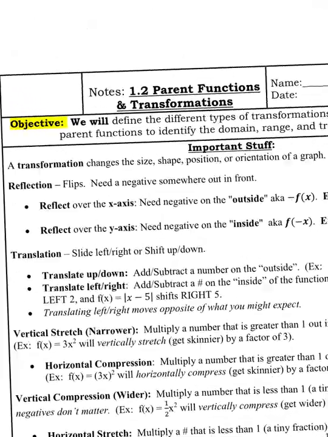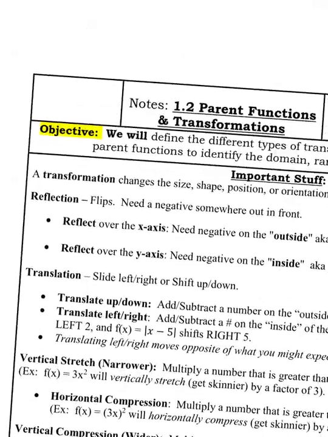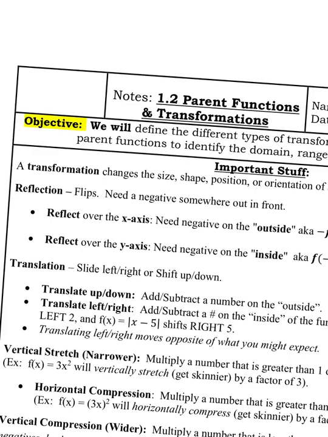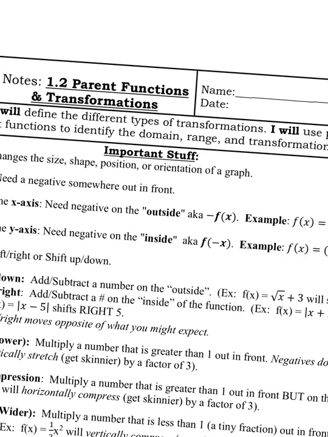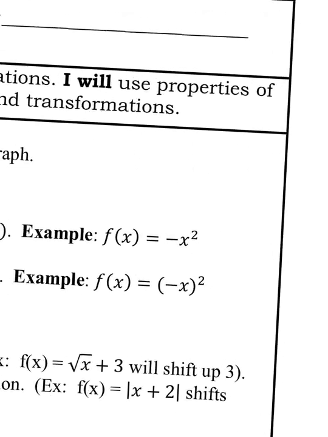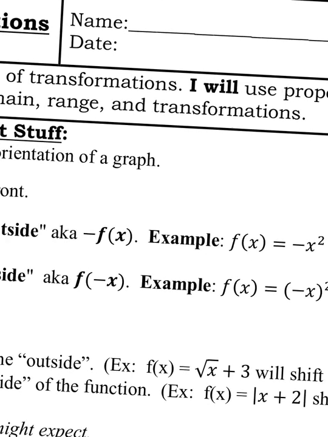Okay, but let's start with reflection. Reflection is simply flipping the graph. To flip the graph, you need a negative somewhere out in front. If you have a negative somewhere else, then you're just adding or subtracting a number somewhere else, and that'll either translate it up, down, left, right. A negative in front of the x term is basically what I mean. If you have it out in front, that's the best way I can describe it.